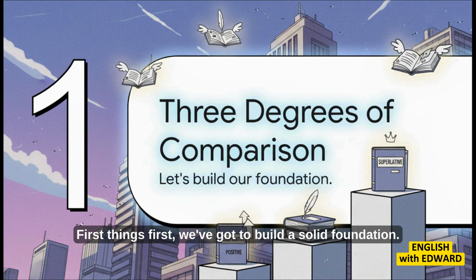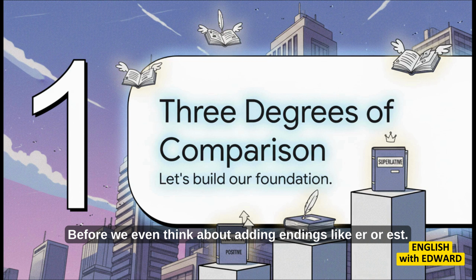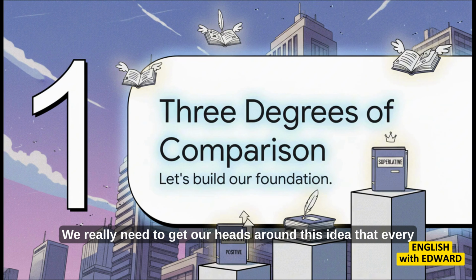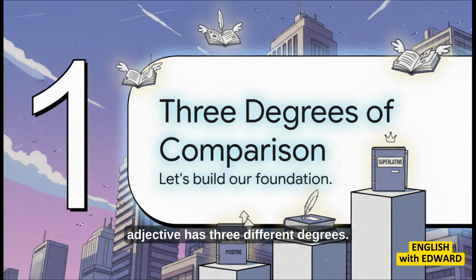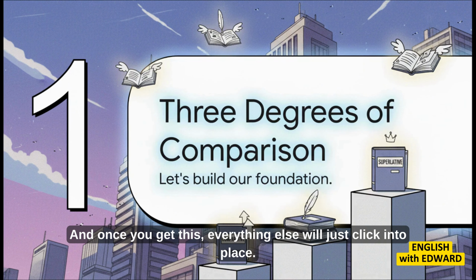First things first, we've got to build a solid foundation. Before we even think about adding endings like -er or -est, we really need to get our heads around this idea that every adjective has 3 different degrees. This is the core concept, and once you get this, everything else will just click into place.